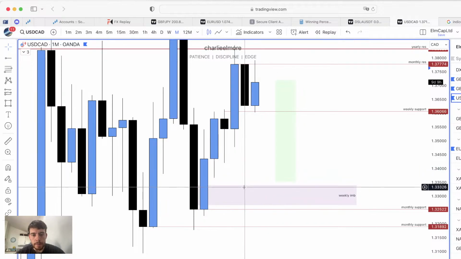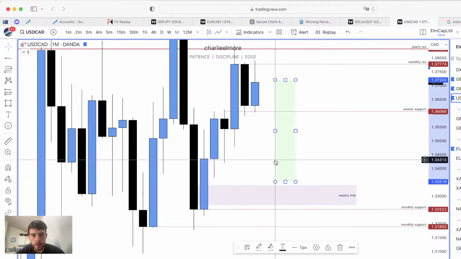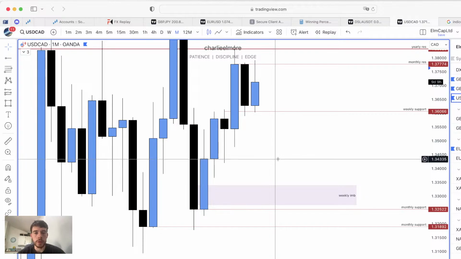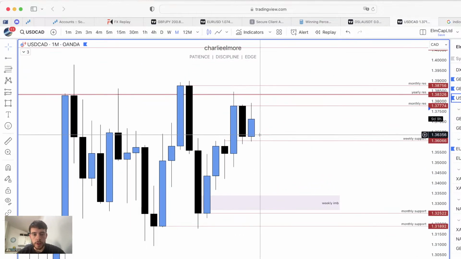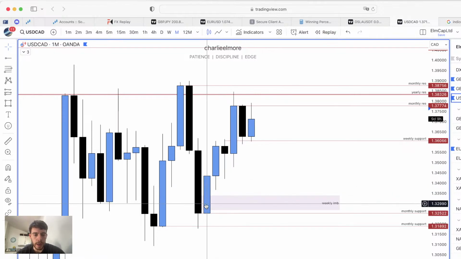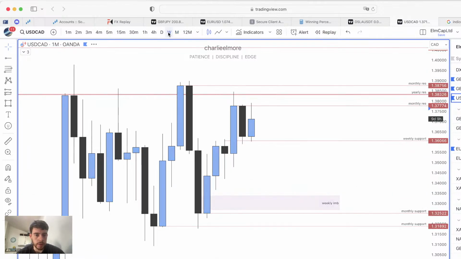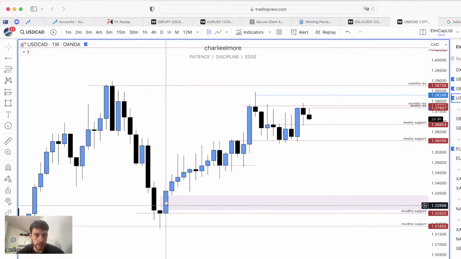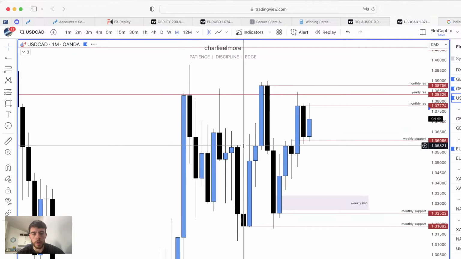We've got this weekly imbalance to contend with to the lows. This is something very, very important to keep in mind. Obviously this is a monthly time frame, right? This weekly imbalance was created in January. Let me just double check. Yeah, January. The first week of January. The first week of this year.